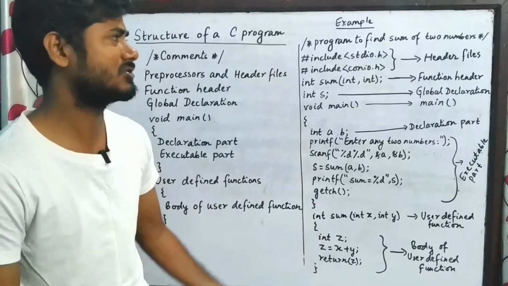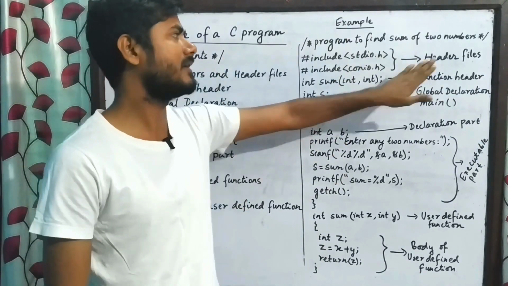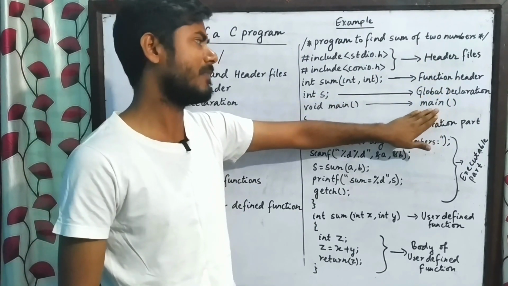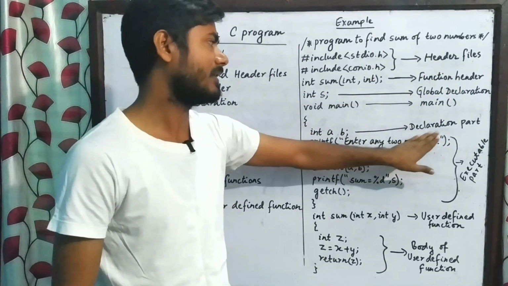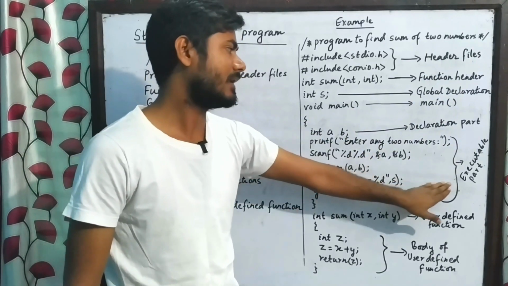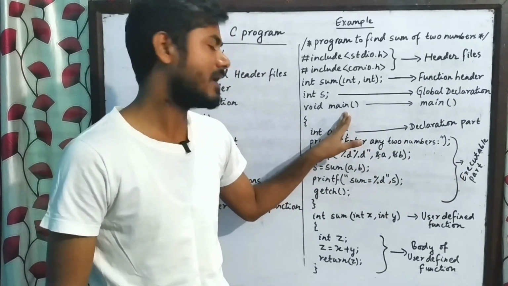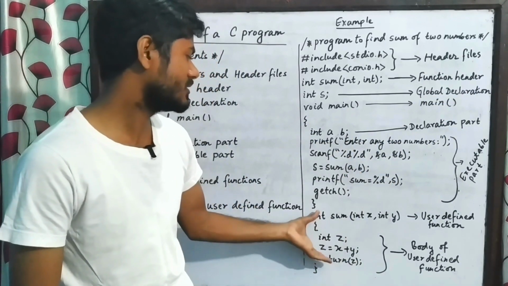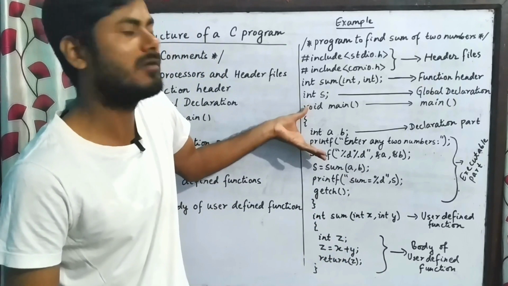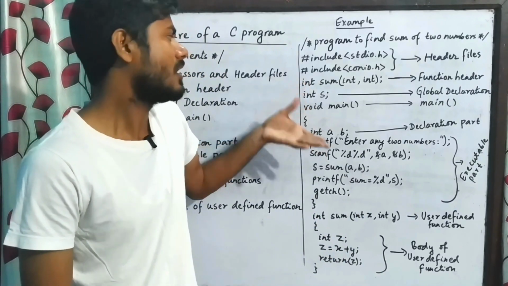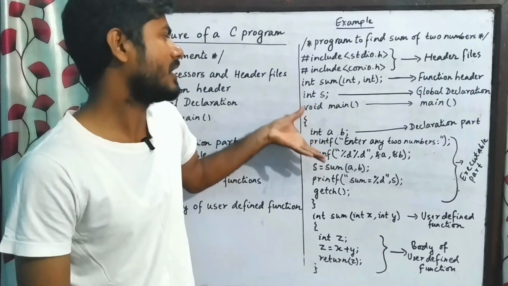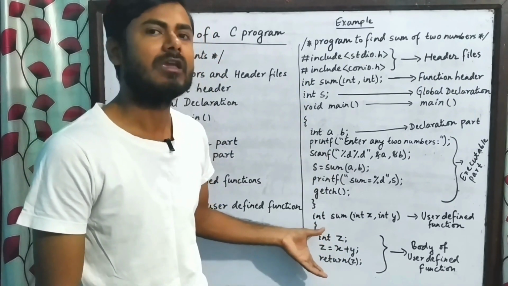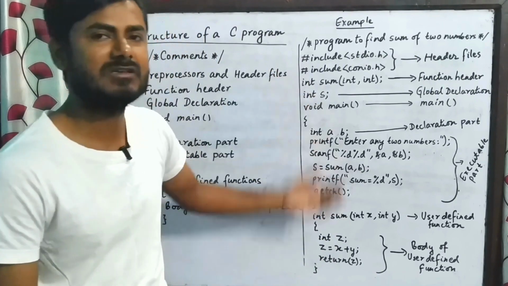So this is the basic structure. First of all there is the comment, then header files, then function header, then global declaration, then main module, then the declaration part of the main module, then the executable part inside the main module. Then there is the user-defined function. Let me tell you, a user-defined function could be written before the main module also, there is no problem, but generally we write the main module, then we write the user-defined module in the program. So this is the basic structure.